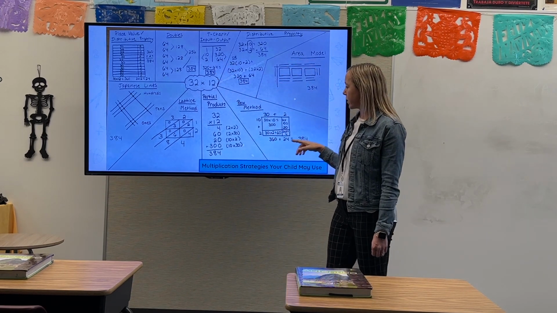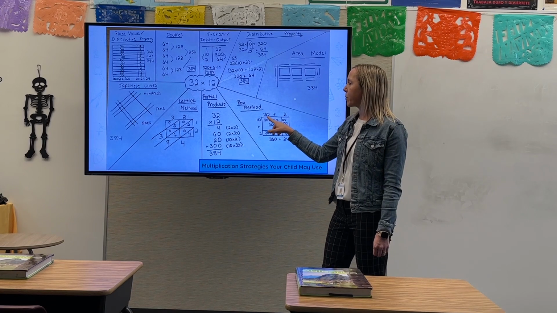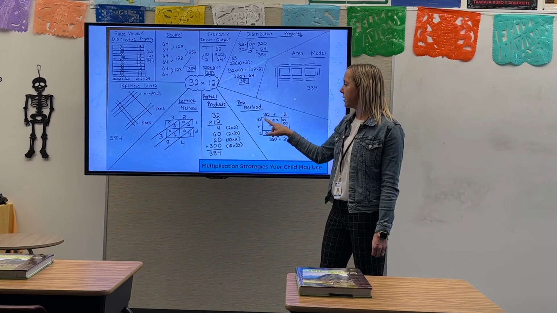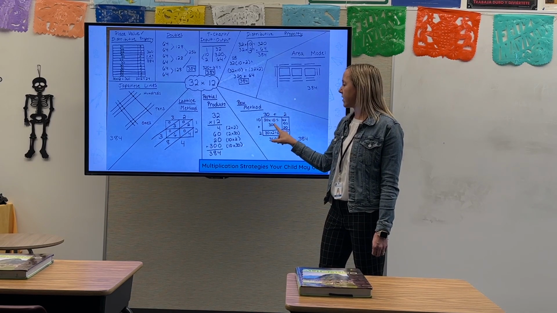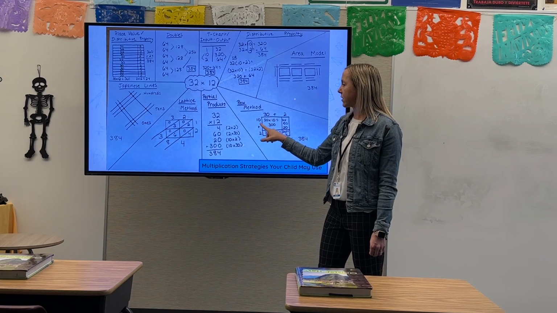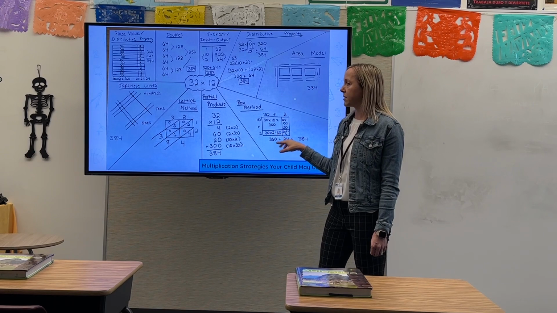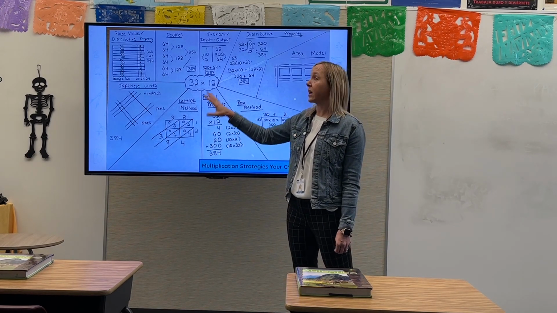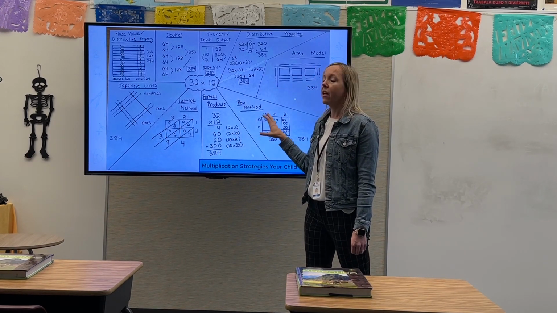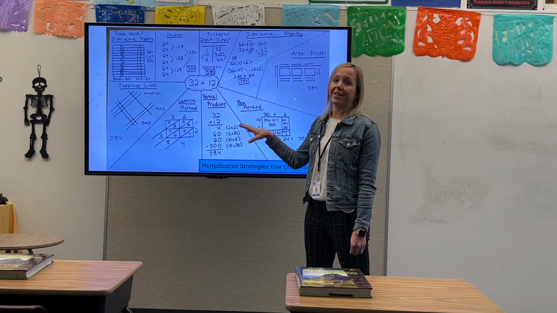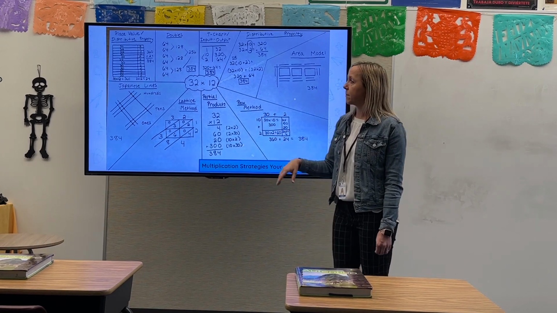And then that connects over to this box method. We're breaking apart numbers, 30 plus 2 and 10 plus 2, and you find the product of each of the pieces: 30 times 10, 2 times 10, 30 times 2, and 2 times 2. And eventually, when students get really comfortable with these different strategies, they'll learn how to do that algorithm, but it will make sense to them what they're actually doing with the numbers.